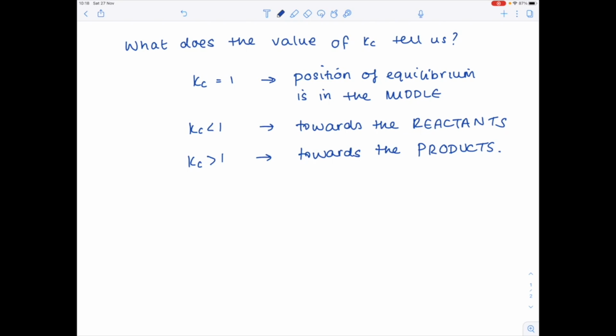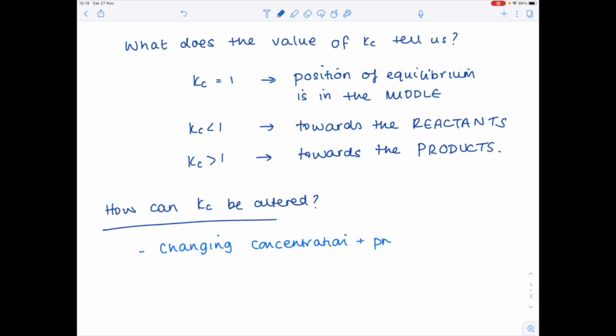Can we actually alter the Kc value? Well, the first thing to point out is that changing the concentration or pressure has absolutely no effect on Kc. Really important that you're aware of that. And the reason for that is because when you make those changes, the system counteracts the change according to Le Chatelier's principle. So if you increase the concentration of products, the position of equilibrium will shift towards the reactants. And what this does is cause a rebalance of your equation for Kc, meaning that its value does not change.